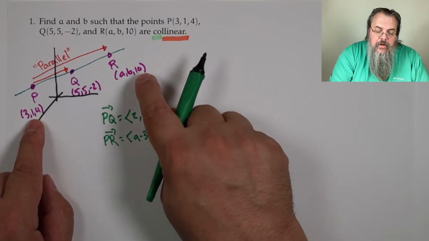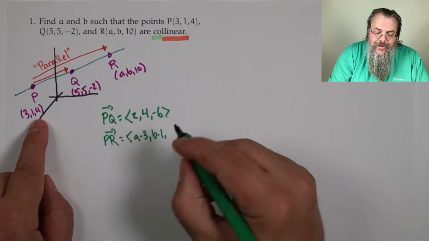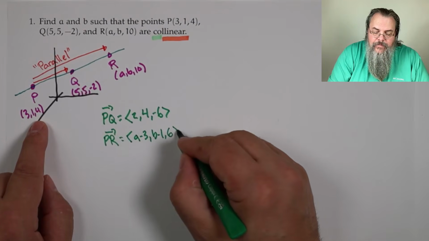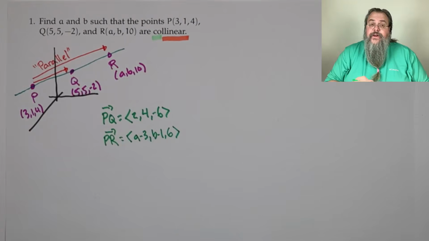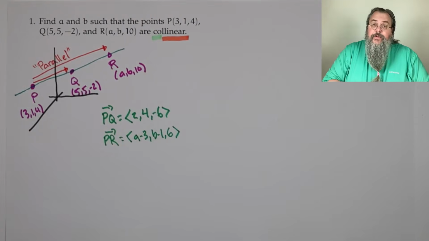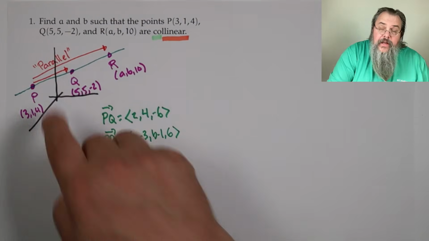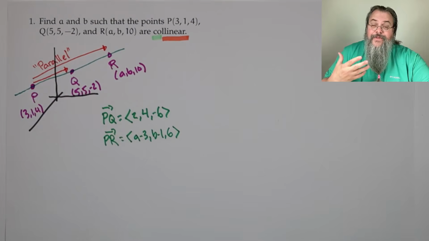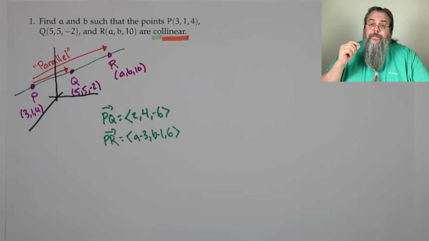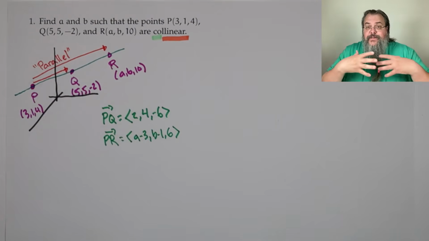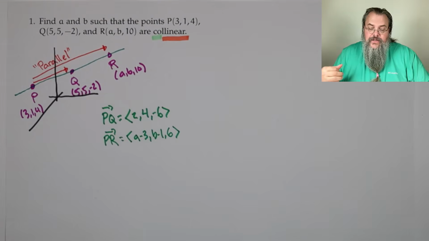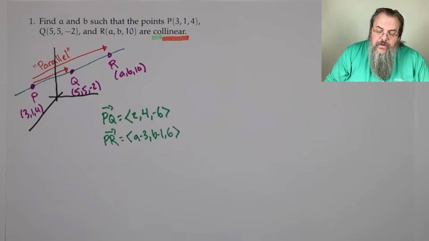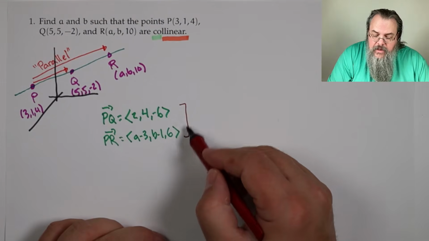And our last coordinate, 10 minus 4, is 6. All right, so those are our two vectors. Now, we said that they're parallel, and that's the key idea. That's going to be what helps us solve this problem. Parallel vectors means that they're scalars of each other. So, we know the following.